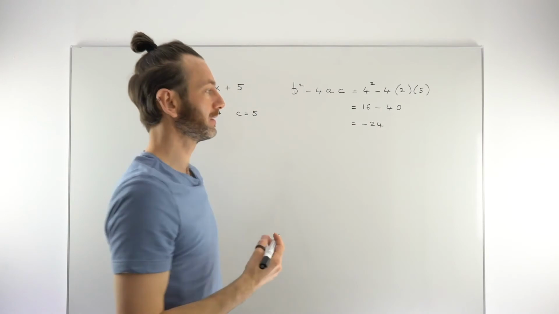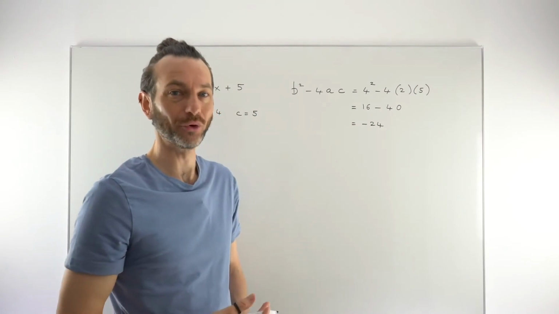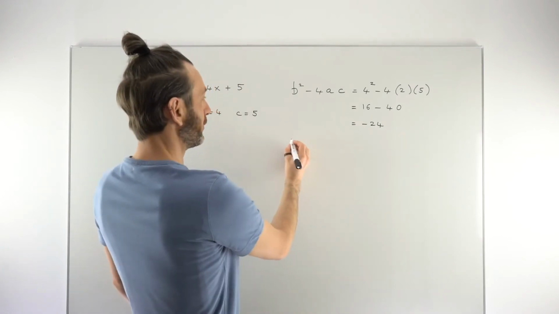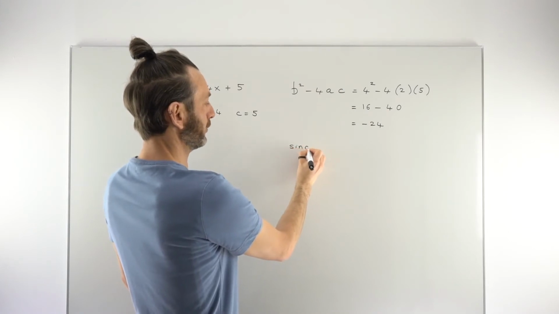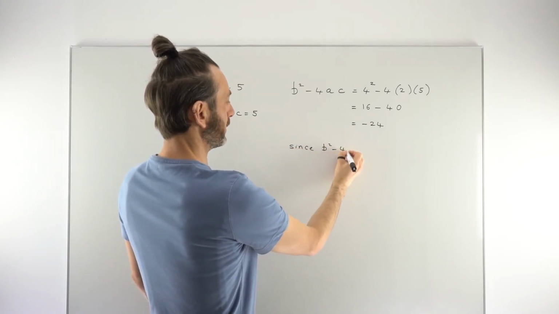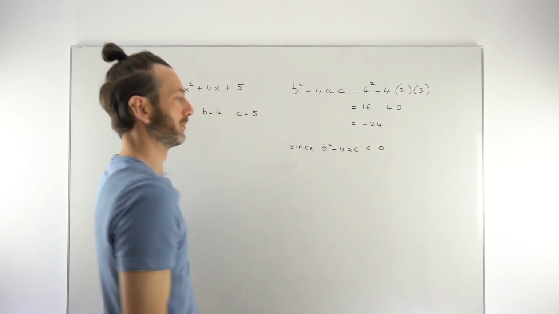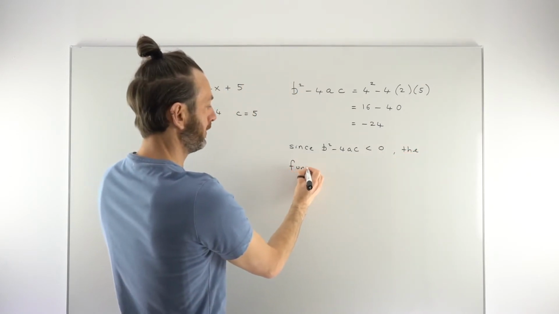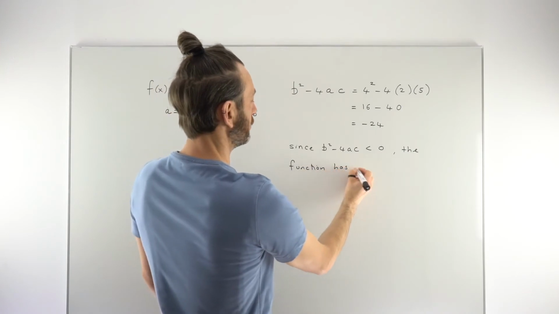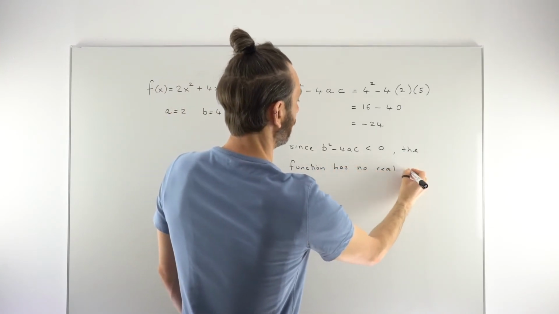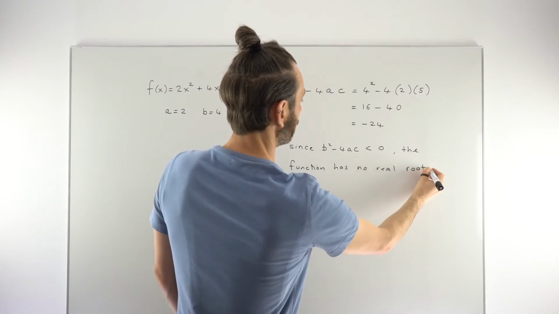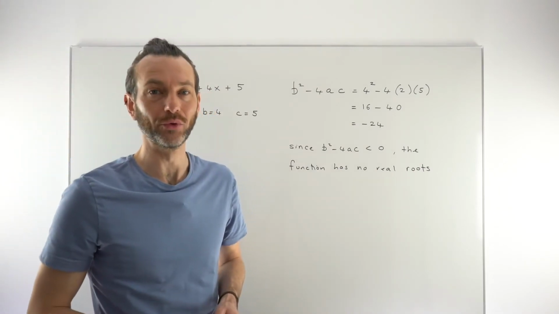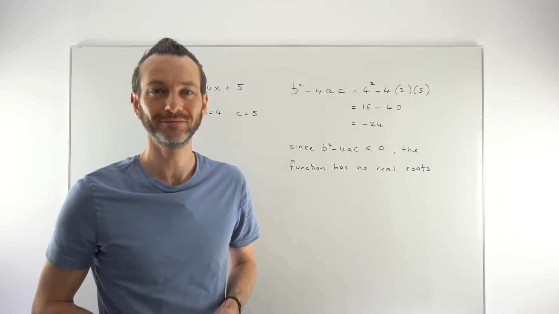And the number itself, remember, doesn't matter, only whether it's positive, negative, or 0. In this case, it's come out to be negative. Negative is the scenario for no real roots. So you would say some kind of little statement to tie it all together. So since b squared minus 4ac is negative, so less than 0, the function has no real roots. And remember, you've got to get the word real in there, as opposed to something called complex roots, which it might have, but they're not part of this course, so we only care about the real roots. So that is a solution for this question.